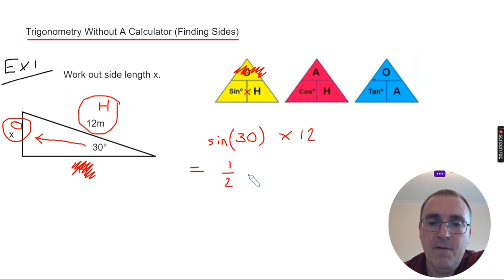So we need to do a half times 12. Half times 12 is the same as doing a half of 12. Half of 12 is 6. So side x would be 6 meters. So let's move on to our second example.